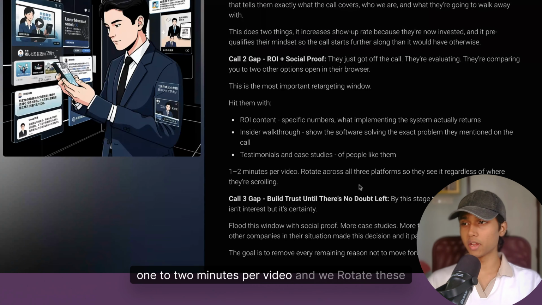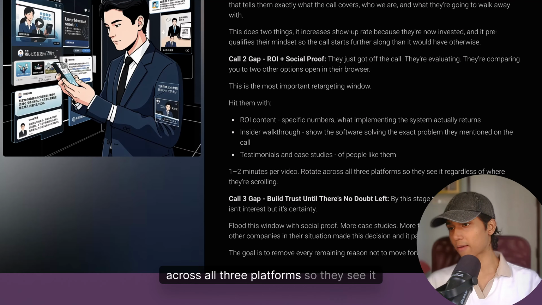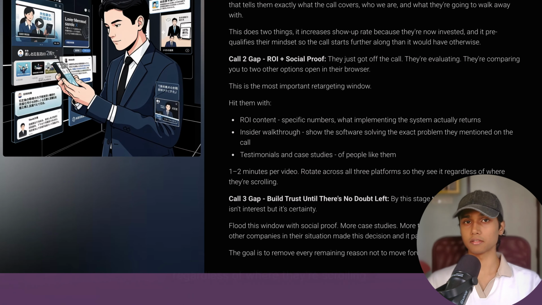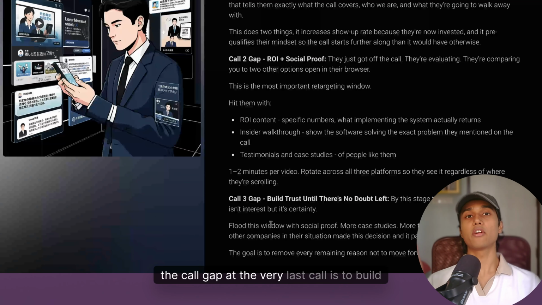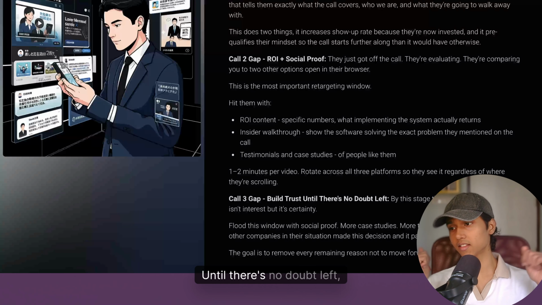Again, 1 to 2 minutes per video, and we rotate these across all three platforms so they see it regardless of where they're scrolling. So they could be on Meta, it could be LinkedIn, it could be Google. Now, the goal at the very last call is to build trust until there's no doubt left.